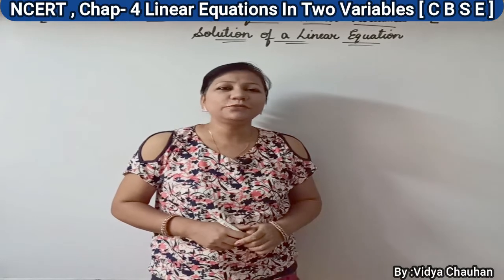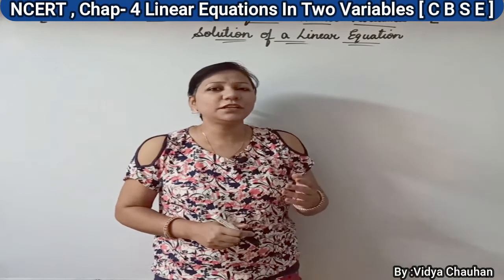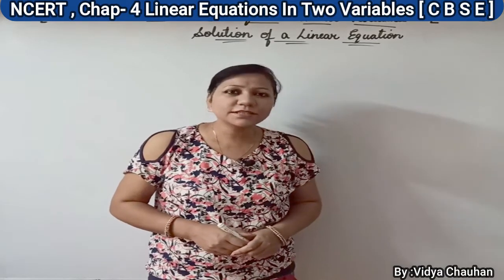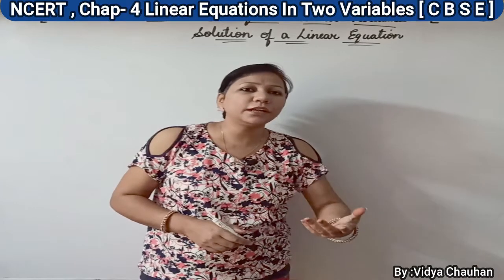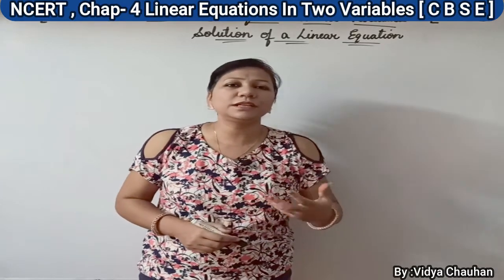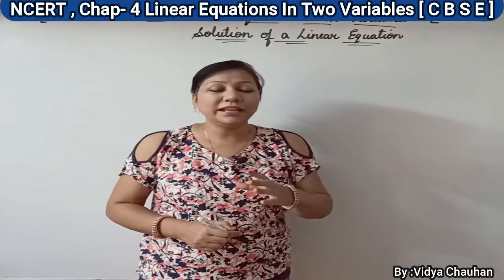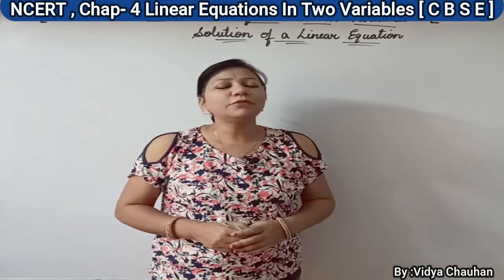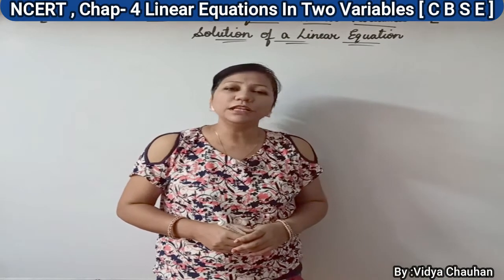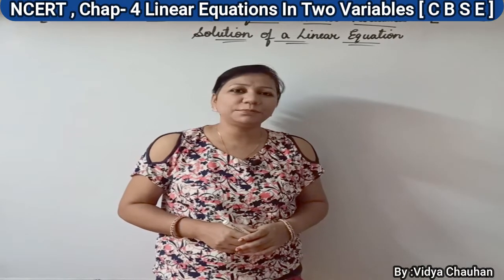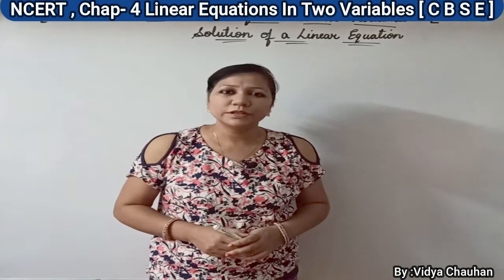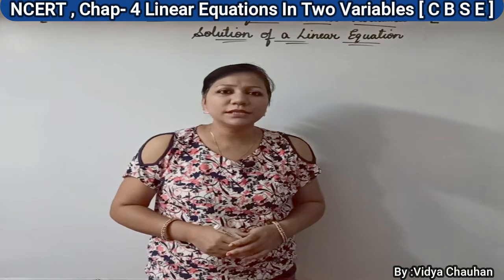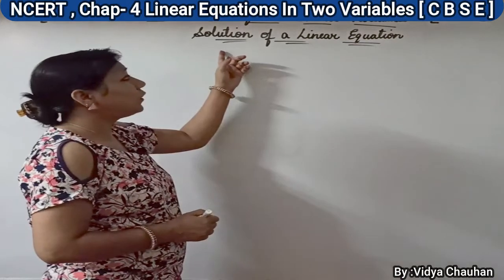In our previous lesson, we studied a chapter on linear equations in two variables. We discussed some basic terms, why it is called a linear equation in two variables, and the terms and conditions for an equation to be called a linear equation in two variables. We also discussed the standard form of a linear equation, which is ax plus by plus c equals 0.